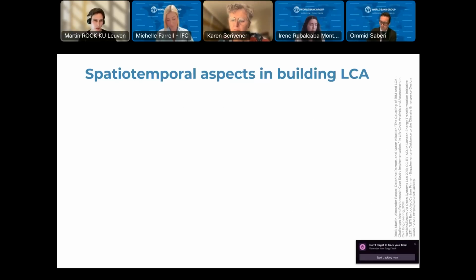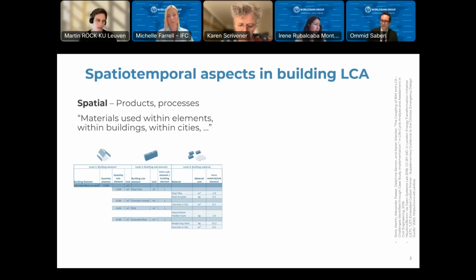I want to give a quick recap of what we talk about. Building LCA, life cycle assessment of buildings, is about spatial and temporal aspects. Spatial aspects mostly refer to products, processes that are happening within the building. So for example, we can have building materials which are being used within certain building sub-elements, within walls, within floors, and that eventually compose a full building. And what we do in building life cycle assessment is that we model building inventories. So we really try to capture the full picture of a building and all its parts and all its materials, including the processes that go into the building over its life cycle.